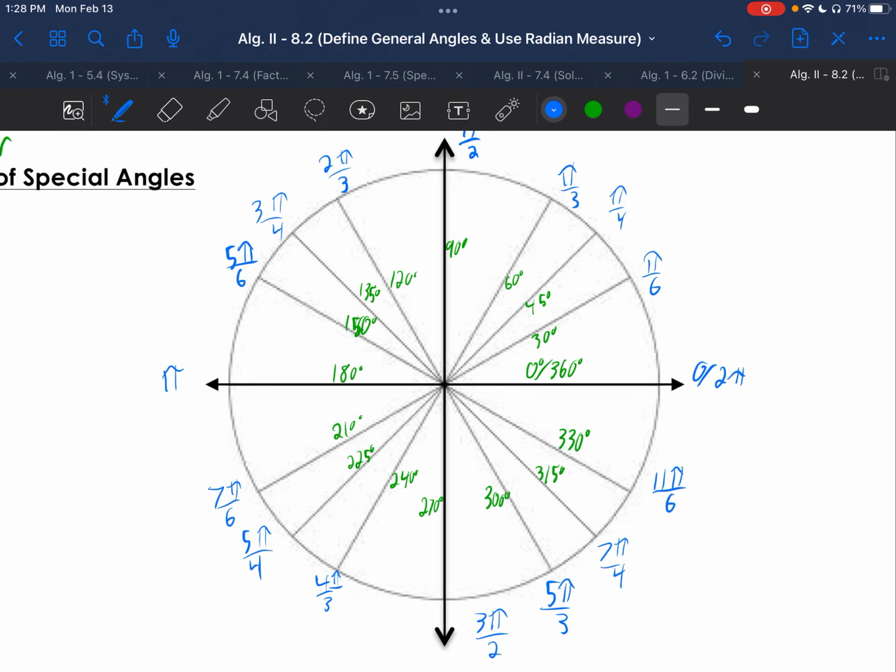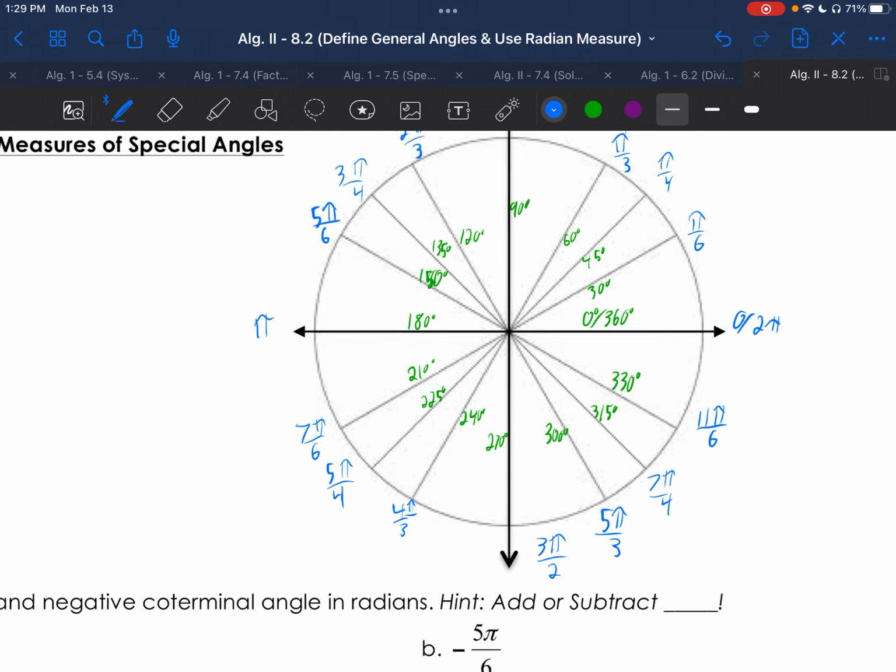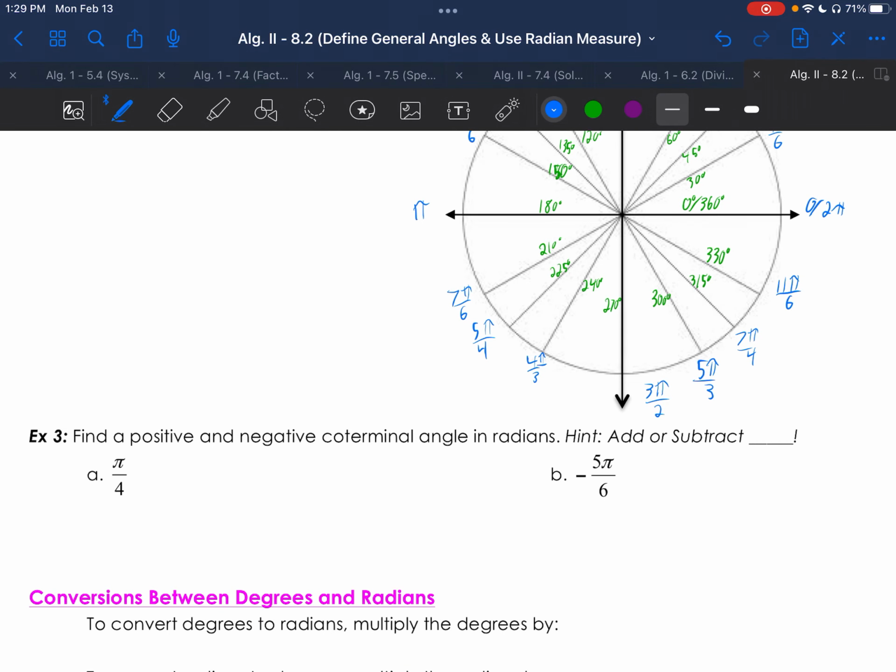So that's just saying how far along it is compared to 2 pi or 0 for the pi and the radian there. Alright, so finding a positive and negative coterminal angle in radians, we're going to have pi here. So a hint, instead of adding or subtracting 360 degrees, a full rotation in degrees, we're going to add or subtract a full rotation in radians, which is 2 pi radians.